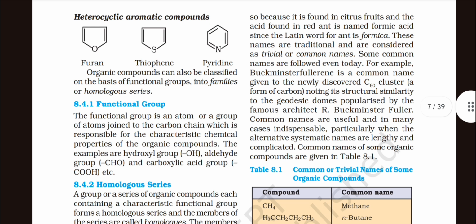For example, Buckminsterfullerene is a common name given to the newly discovered C60 cluster. Its structure is similar to the geodesic domes popularized by the famous architect R. Buckminster Fuller. Common names are useful and in many cases indispensable, particularly when the alternative systematic names are lengthy and complicated.